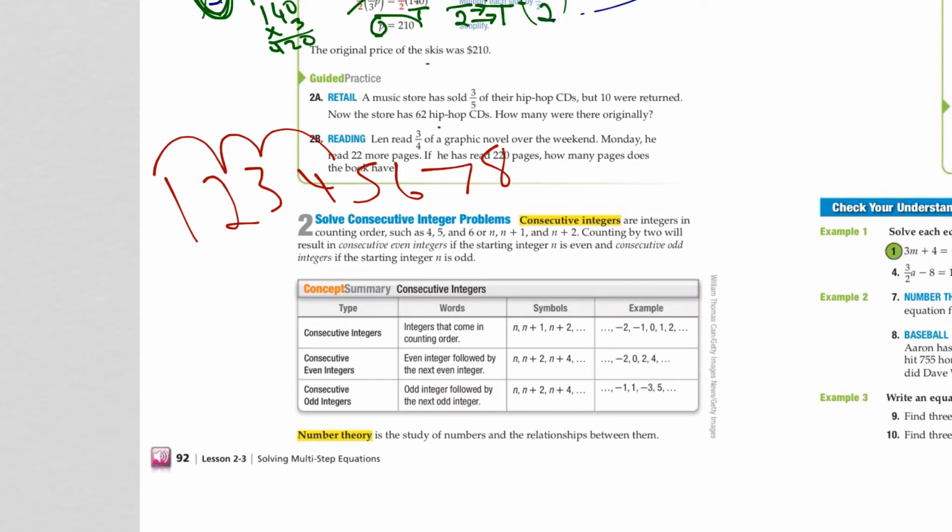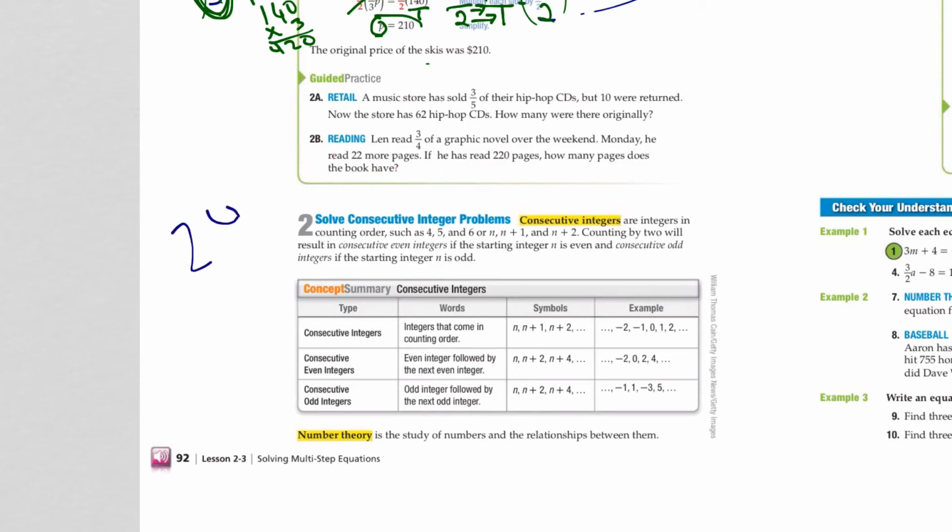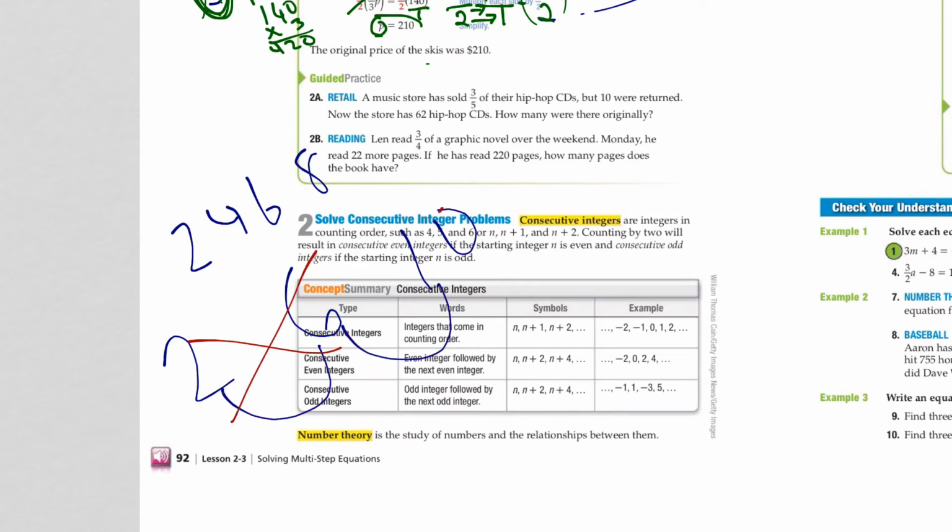If I were to say consecutive even, well, consecutive even is 2, 4, 6, 8. It's one after another. But if I say 2, 6, 10, well, those are not consecutive. Why? Because I'm still missing numbers. 4 should have been there. 8. I'm skipping. Consecutive means you don't skip. Consecutive means one after another.